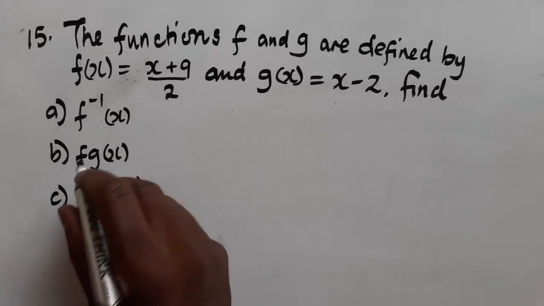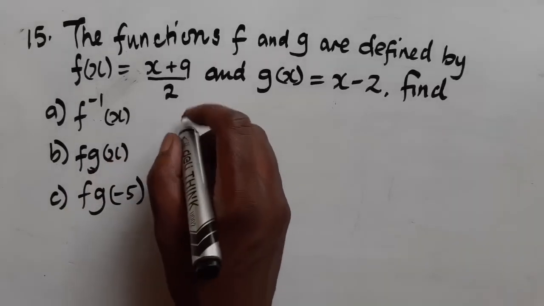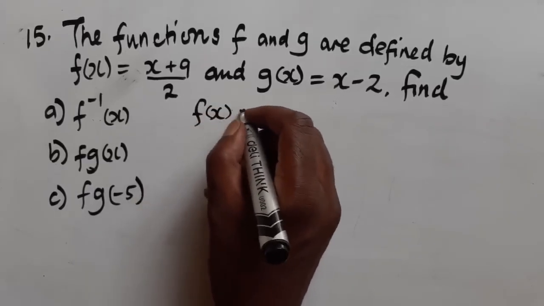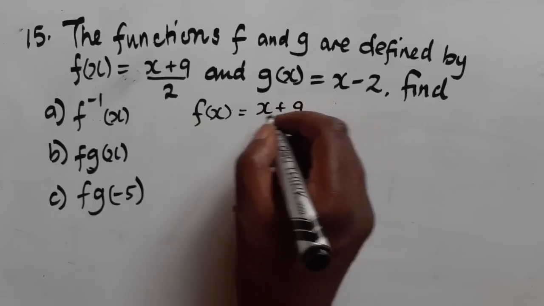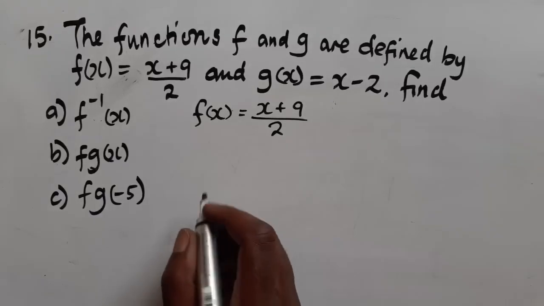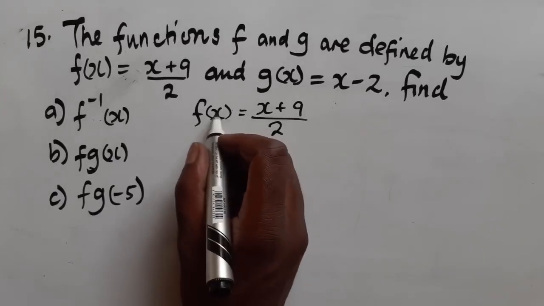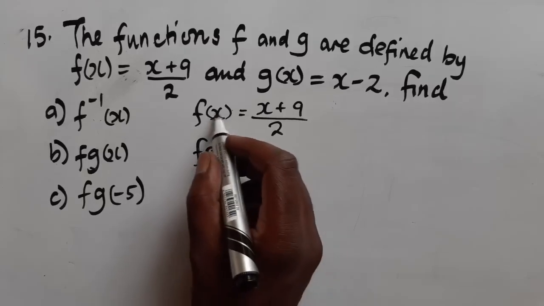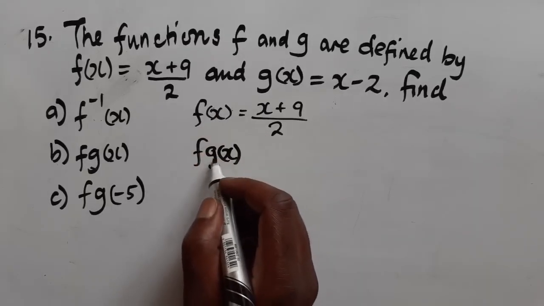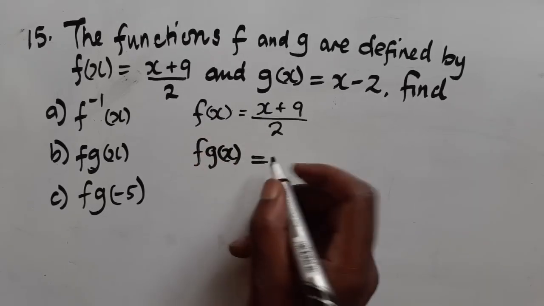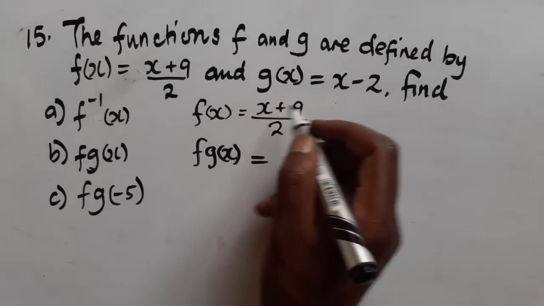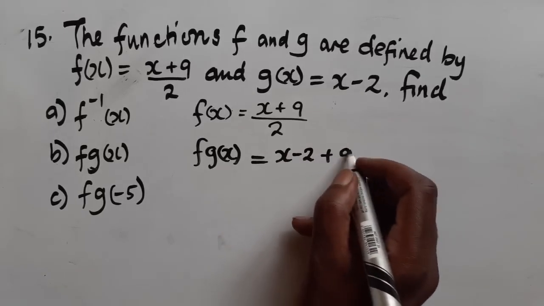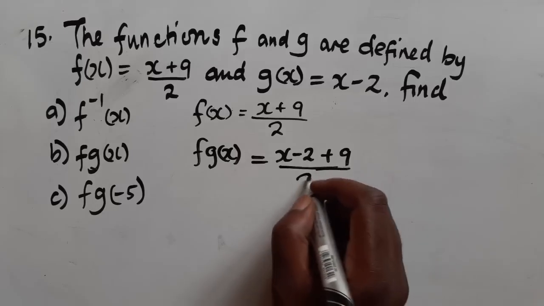The second one is a composite function. We have f(x) equals (x plus 9) over 2. Look at x in f(x). So when we say f(g(x)), it means the position where there was an x here, what have we put? g(x). So where we have an x, we put x minus 2, then plus 9, over 2.